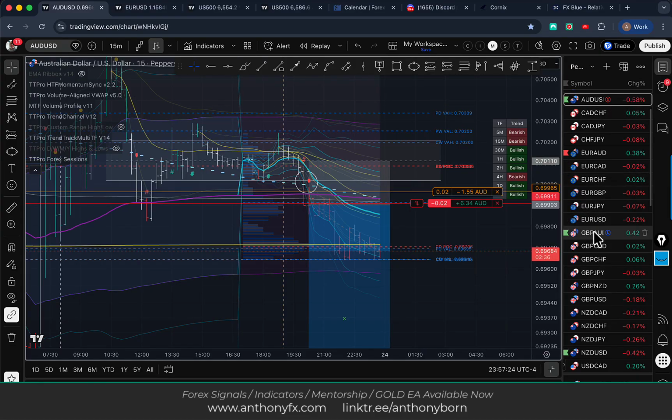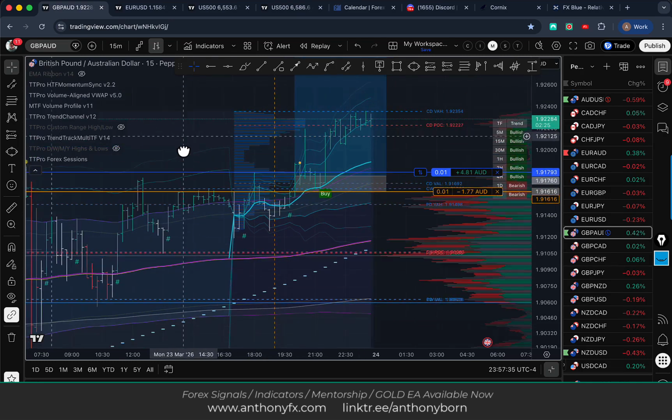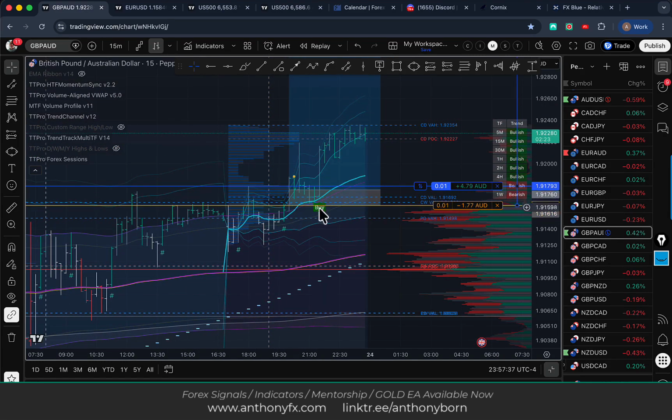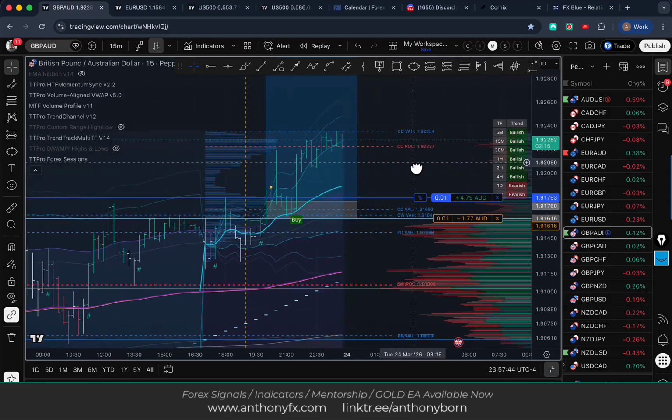So back to the pound Oz. We had the hashtag signals on the 5-minute, and then we had this one here from the momentum sync on the 15-minute. So you could watch the 15 and the 5-minute and set the signal.